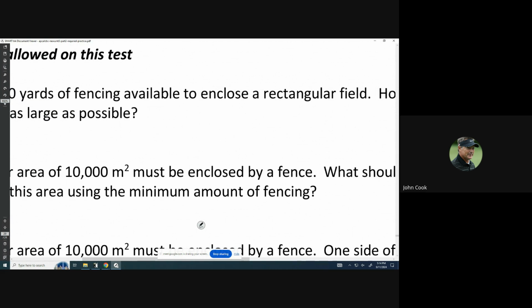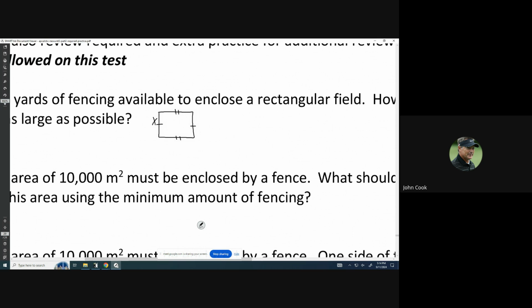It's a rectangle, so we want to make a rectangle, and rectangles have opposite sides that are the same. So we'll call that one x, and we'll call this one y, and that one will be y as well. It says that we want to maximize the area. We want to make it as large as possible.